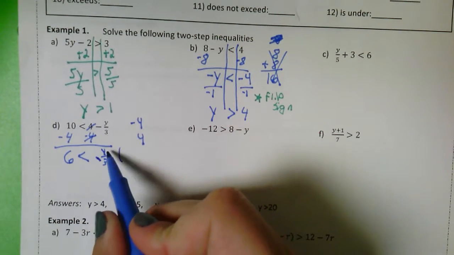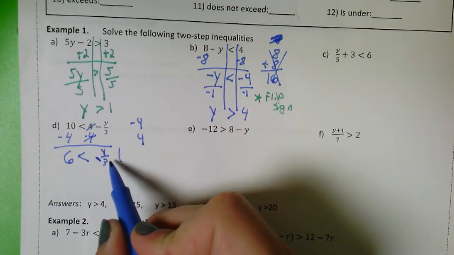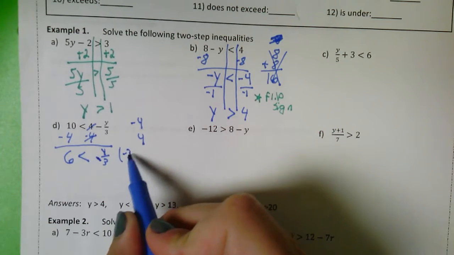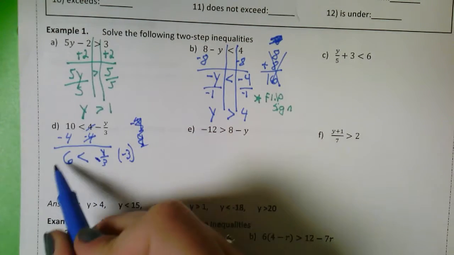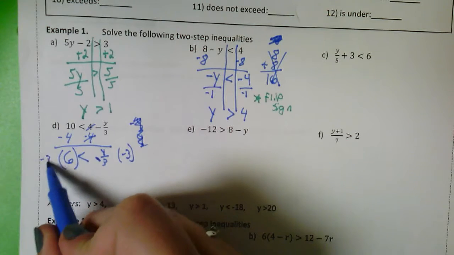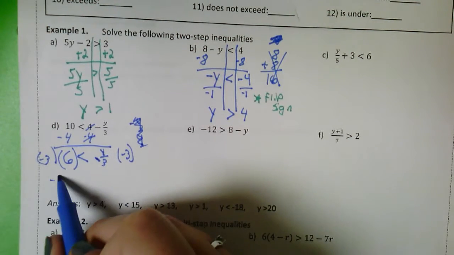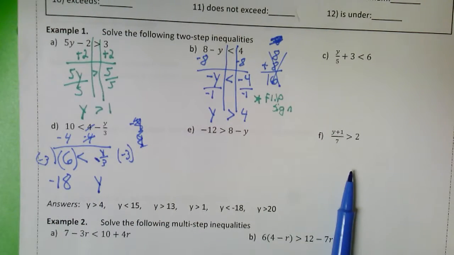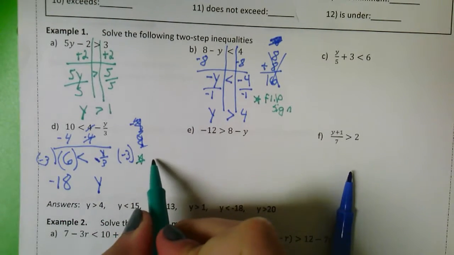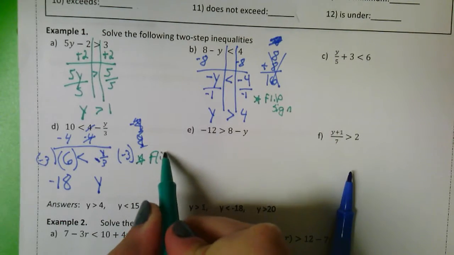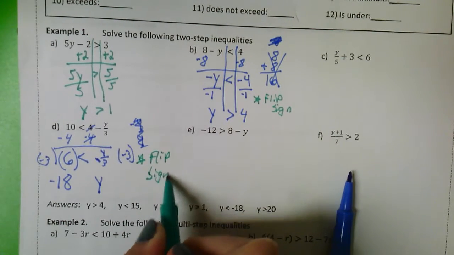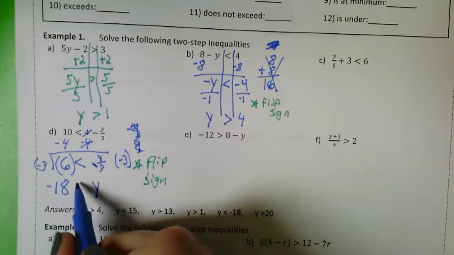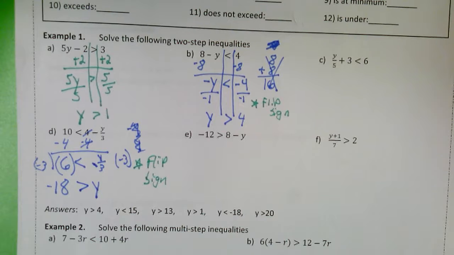Because I have y divided by 3. What's the opposite of divide? Hopefully you say multiply. So I'm going to go ahead and multiply by negative 3 on both sides. Okay, that gives you negative 18 on one side and just y on the other. But again, here's one of those moments: you multiplied by a negative, so make sure that you flip the sign. Okay, so if my sign was originally pointing this way, I'm going to make it point that way, and I'm done. So just be careful with those.